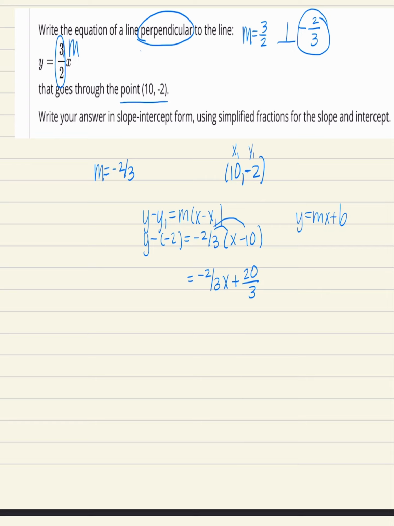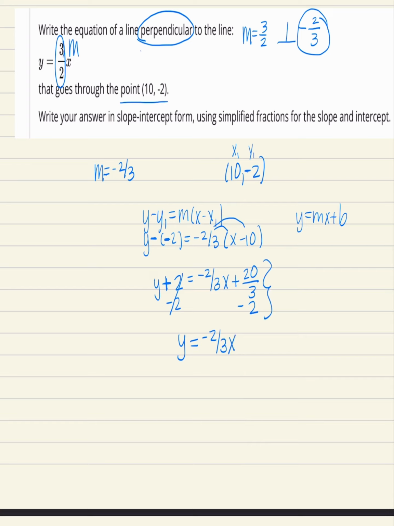Now on the left-hand side, I have y minus negative 2, which is actually the same as y plus 2. I can use this minus and put them together, and that makes a plus. I want it to do that because now I want to subtract 2 from both sides. So that will give me y equal to negative 2/3 x.